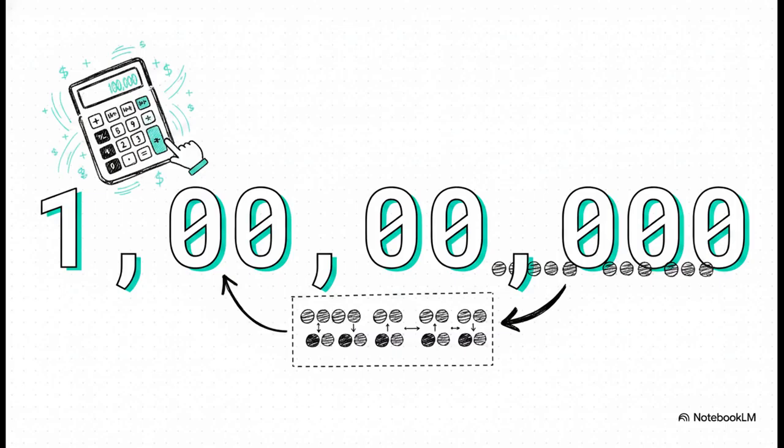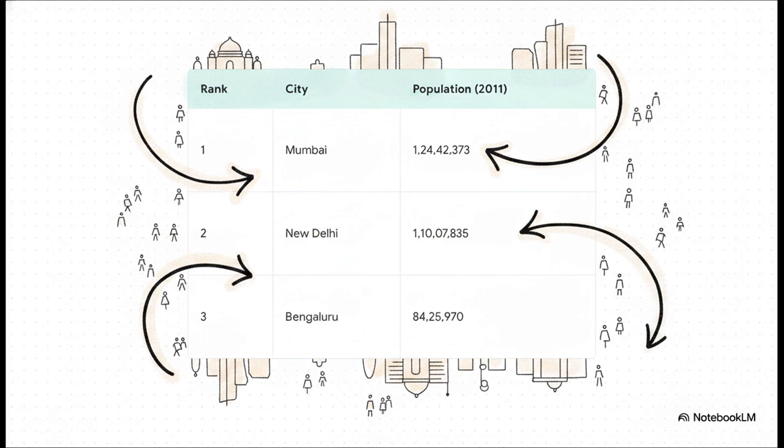It's massive. So let's take these big numbers out into the real world. Check out this 2011 population data for some major Indian cities. Mumbai isn't just crowded. Numerically, it was sitting at 12 crore 42 lakhs 37,373 people.